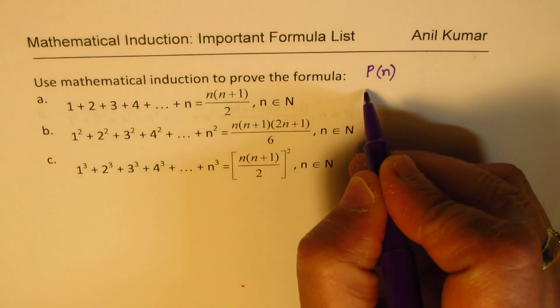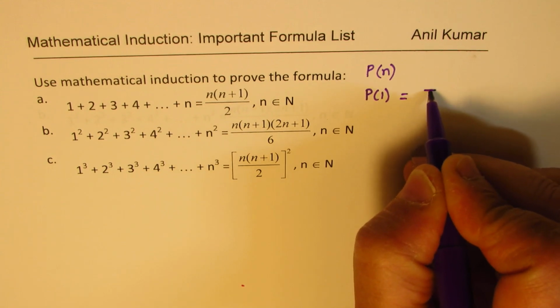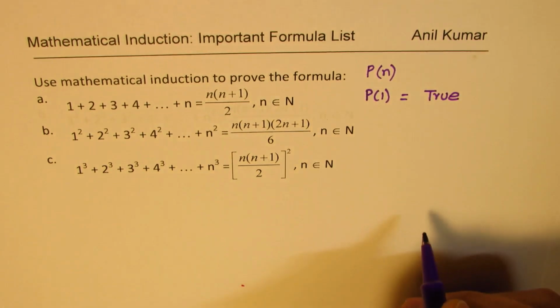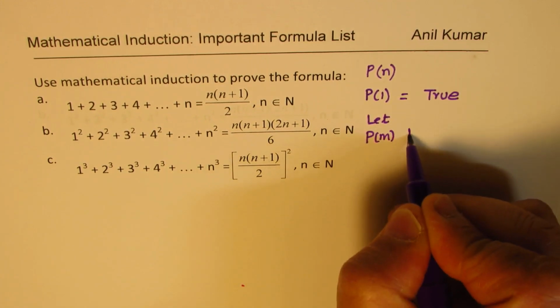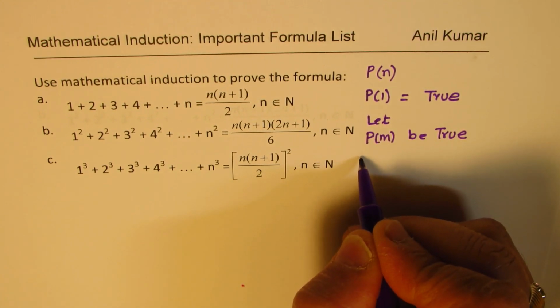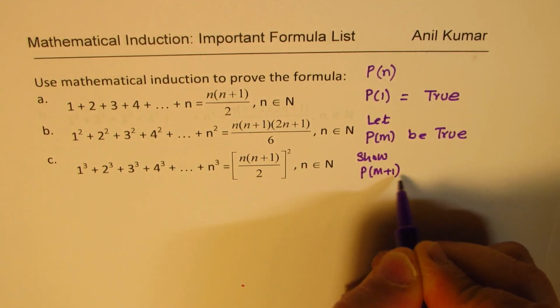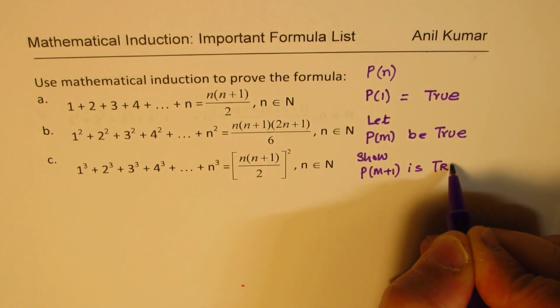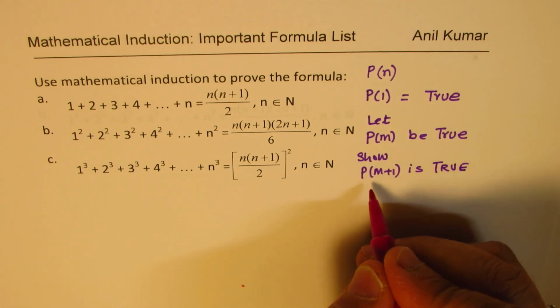So the strategy here is that initially we'll just substitute the value 1 and say that p of 1 is true. The second step will be, we'll say let p of m be true. And then we'll show that p of m plus 1 is true. Once we do that, then by induction we have proved our statement, right? At this stage we'll say, well, we have done our job, so the statement is true.